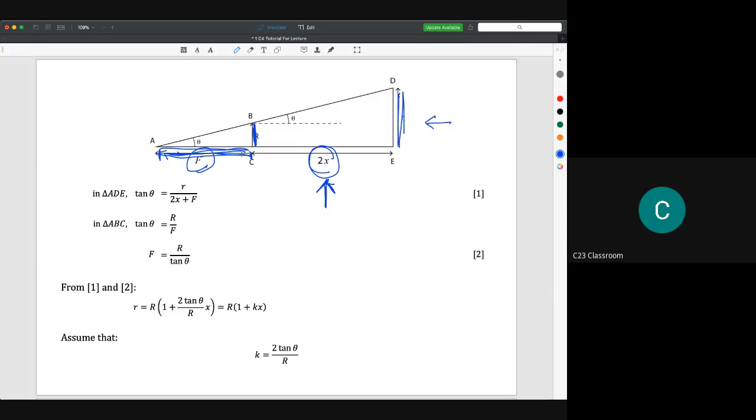So then we have f equal to r over tangent theta, and we substitute the value of f into these terms. Finally we could get this one, and then we could simplify the term of r here as r(1 plus kx), where k is actually 2 tangent theta over r. This is just to simplify our calculation.